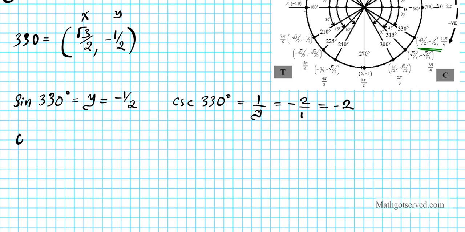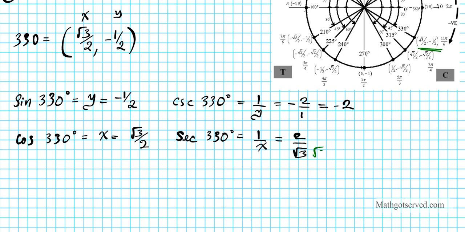Next, we have cosine 330. The cosine is the x-coordinate. The x-coordinate here is √3/2. So there goes your cosine. The secant of the same angle is the reciprocal, 1/x, or we can just reciprocate this, which is going to be 2/√3. Now let's rationalize the denominator. Multiply by √3 top and bottom, and multiply across. We have 2√3/3. And there goes your secant.